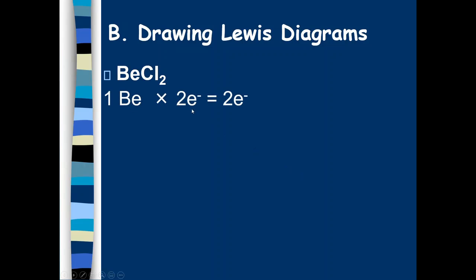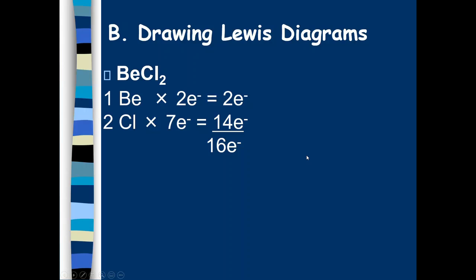Beryllium has just 2 valence electrons. Each chlorine atom has 7 valence electrons. 2 times 7 is 14. And if we add the 14 electrons to the 2 electrons, we have a grand total for our molecule of 16 valence electrons.